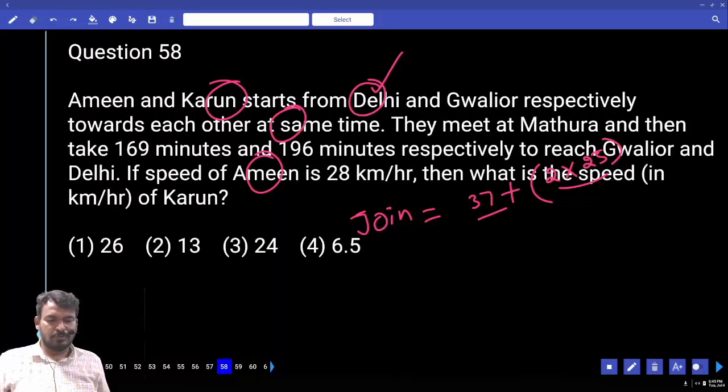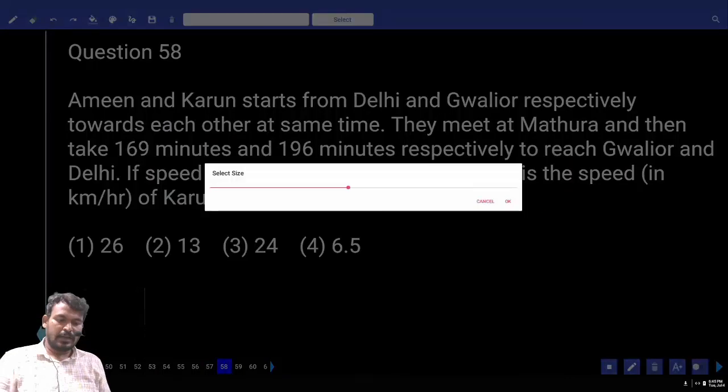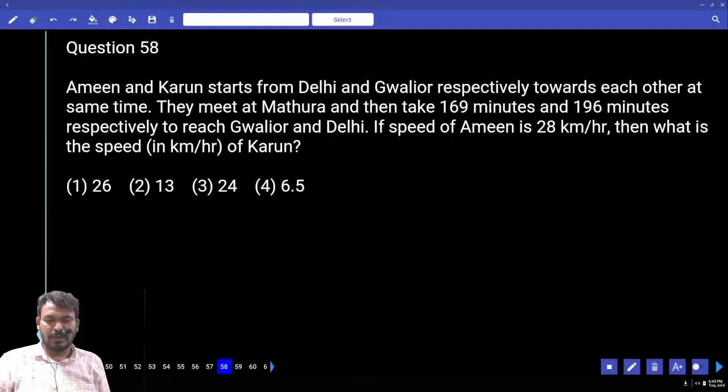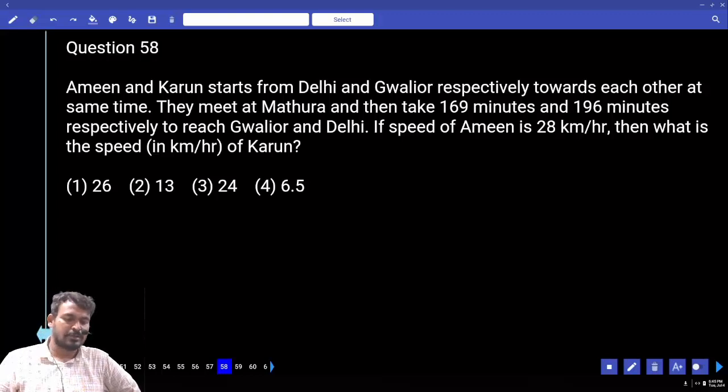Next question number 58. Amin and Karan start from Delhi and Gwalior respectively towards each other at the same time. They meet at Mathura and then take 169 minutes and 196 minutes respectively to reach Gwalior and Delhi. If the speed of Amin is 28 km per hour, then what is the speed of Karan?